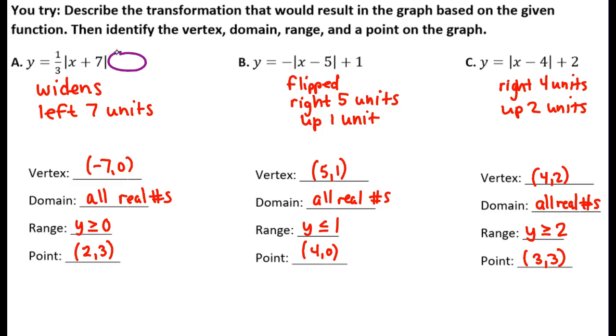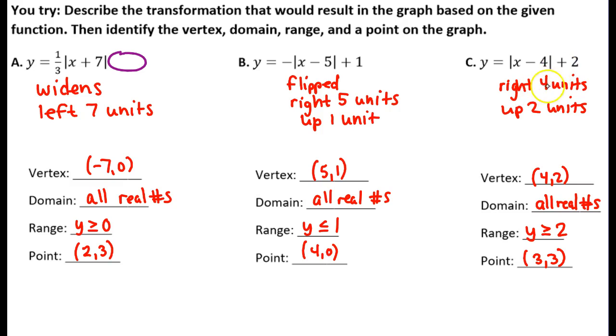For B, this graph is flipped upside down, shifted to the right 5 units because it's negative, shifted up 1 unit because it's positive on the outside. Vertex is at the opposite of negative 5, so 5, comma 1. Domain is all real numbers. Our range, y is less than or equal to 1 because this graph is flipped upside down. Another point on this graph would be 4, comma 0.